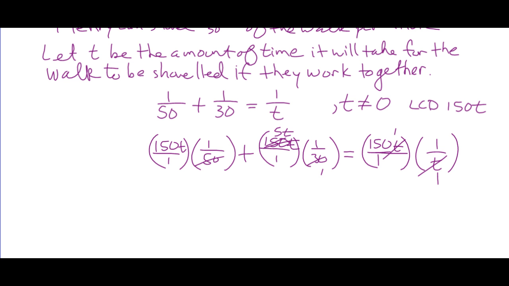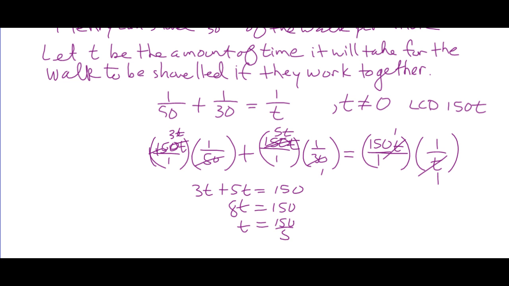Got a 3t and a 5t. So 3t plus 5t is 150. 8t is 150, and t is 150 over 8, which is 75 over 4. Now, we gave stuff in minutes, so what is 75 divided by 4? 18.75 minutes. It's acceptable to go into decimals here.